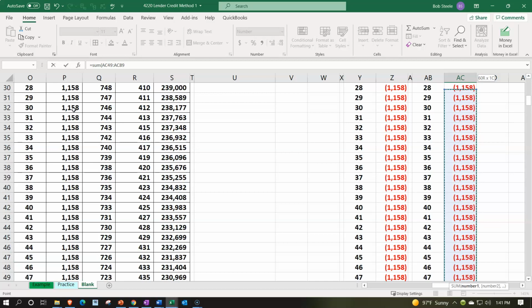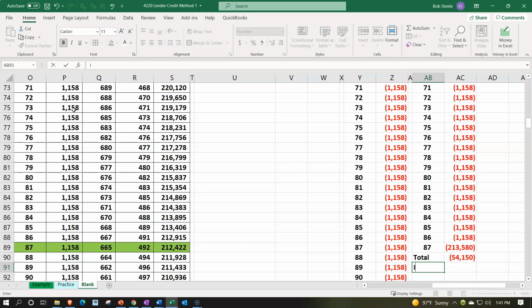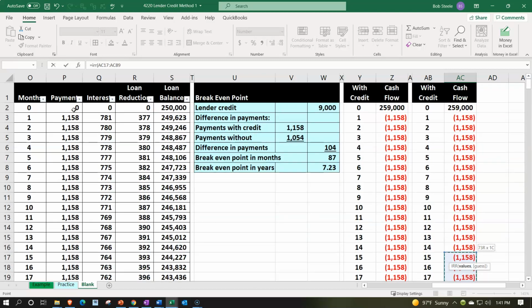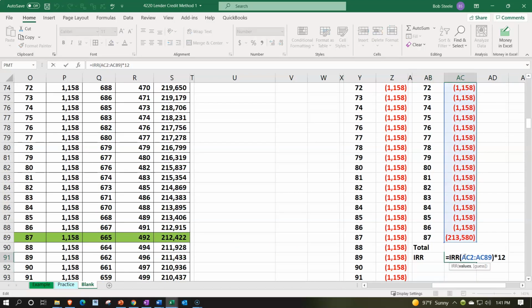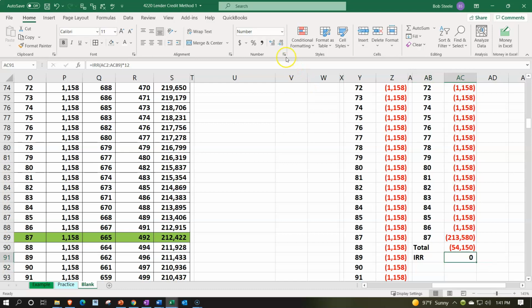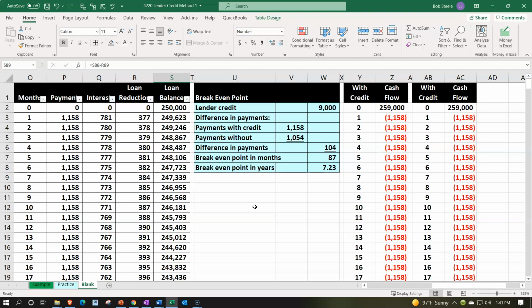So if I total this up, total equals the sum of these. That would be the total of the $54,150, and the IRR equals the IRR, and we'll add up the IRR calculation, close it up, times 12. There's the calculation. Let's make it a percent, add some decimals. We're looking for 3%, right? And it's not quite 3% there because, again, the ending balances are different here. So this calculation up top is a good approximation, but not the exact amount.